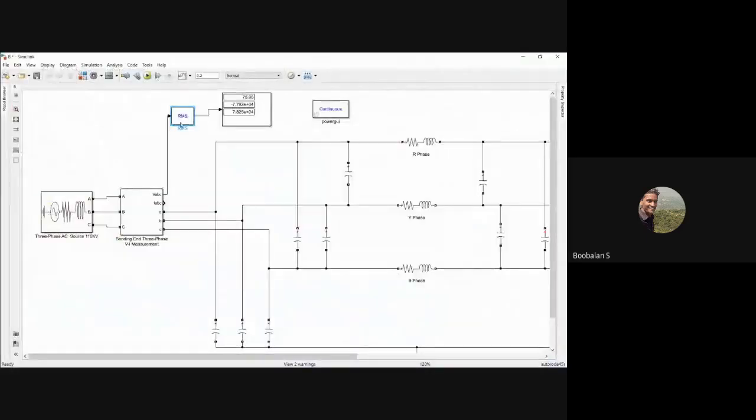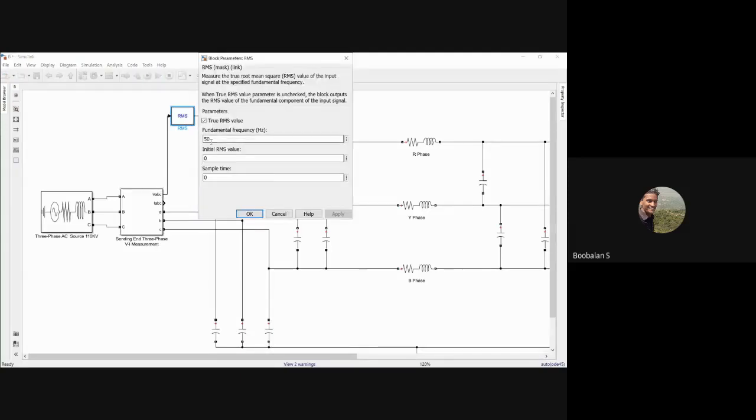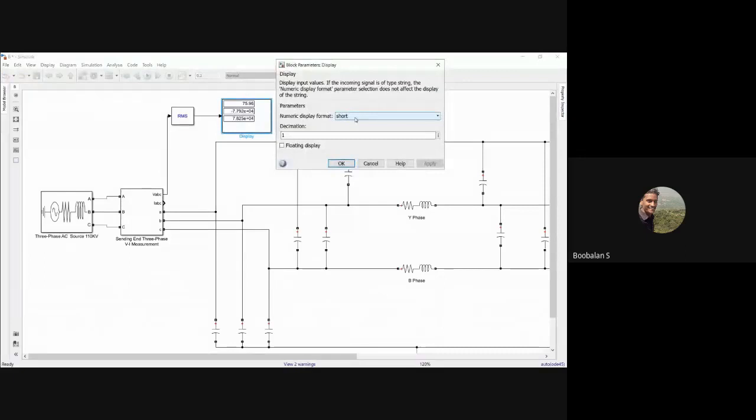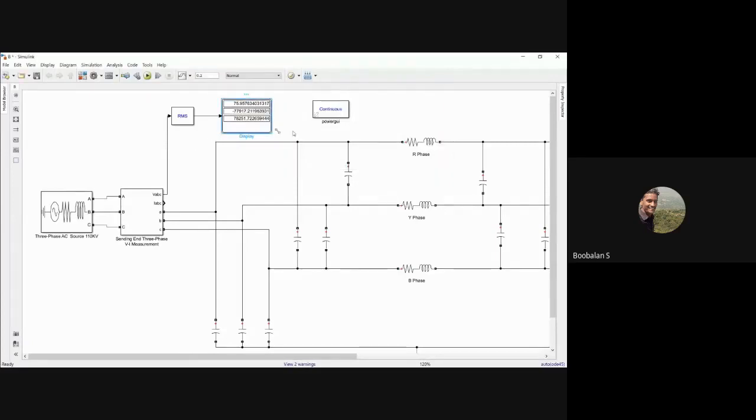Right, so we need an RMS block to measure my three-phase AC voltage sources. We need to change the initial parameters: the frequency to 50 Hz and the initial RMS value to 0. I'm also going to change the display format in my display block. It should be long. So apply, okay. Now, this is what I have.